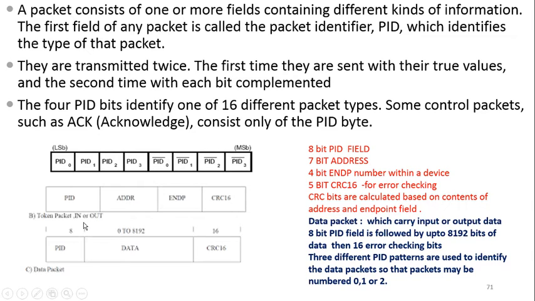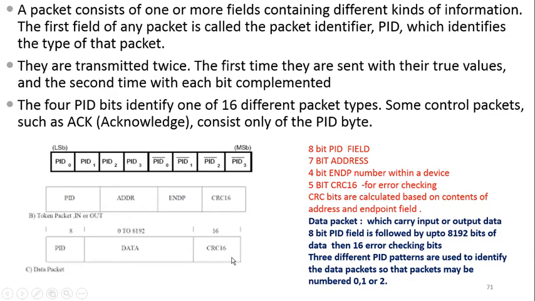This is the token packet and data packet. The token packet is actually the control packet containing an 8-bit PID, 7-bit address information, 4-bit endpoint within a device, and a 5-bit CRC for error checking. The cyclic redundancy check is a 5-bit information used here. CRC bits are calculated based on the content of the address and endpoint fields. So after receiving a particular control packet, a CRC value is calculated using this address information and endpoint information, and compared with the stored CRC value here. If there is a difference, that indicates an error occurred during transmission.